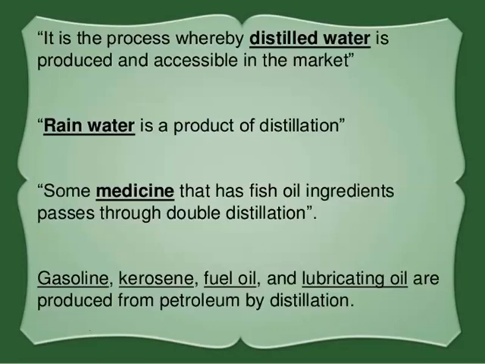It is also the process whereby distilled water is produced and made available in the market. Rainwater is a product of distillation only. Some medicines that have fish oil ingredients pass through double distillation. As said, gasoline, kerosene, diesel, petrol, fuel oil, and lubricating oil are products from petroleum by distillation.